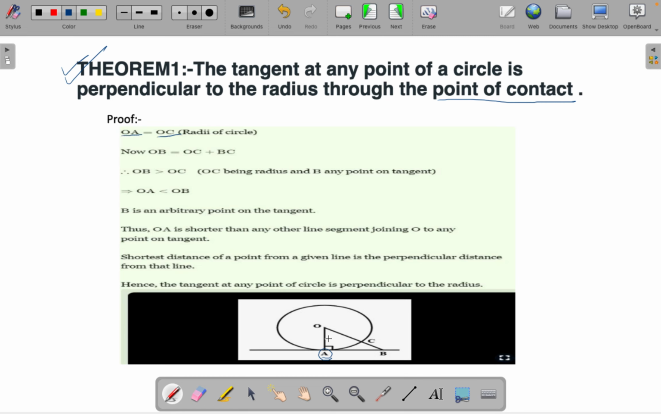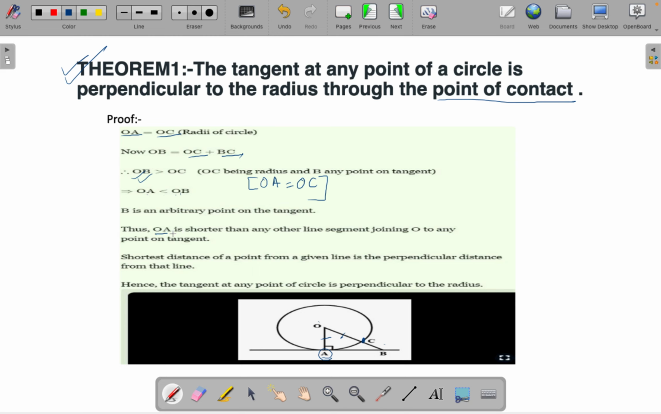If you see clearly, OA and OC, this is point C. OA and OC are the same, right? Because both are radii. I can also say the plural of radius is radii. If you can see from the figure, I can say OB is made up of OC plus BC. This means BC is greater than OC, and we just told you in the first step that OA and OC are the same, so that means OB is greater than OA also. OB is greater than OA also.